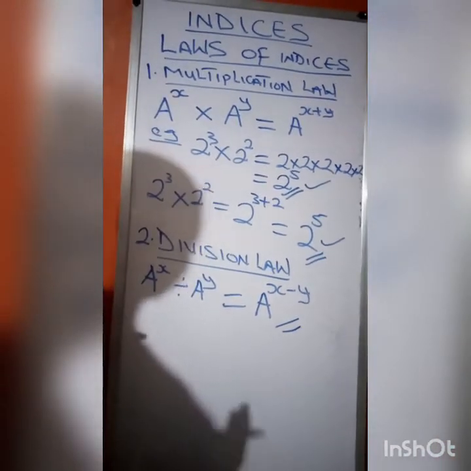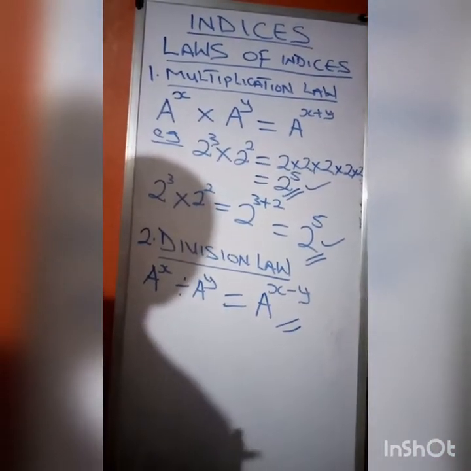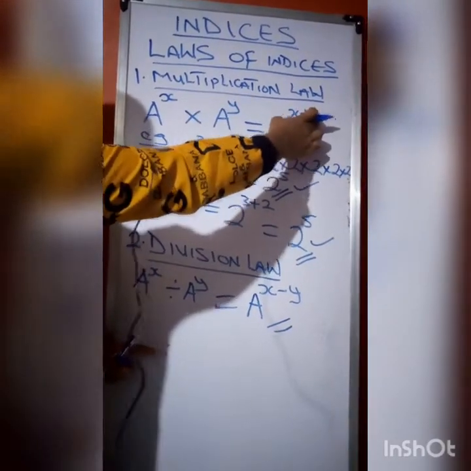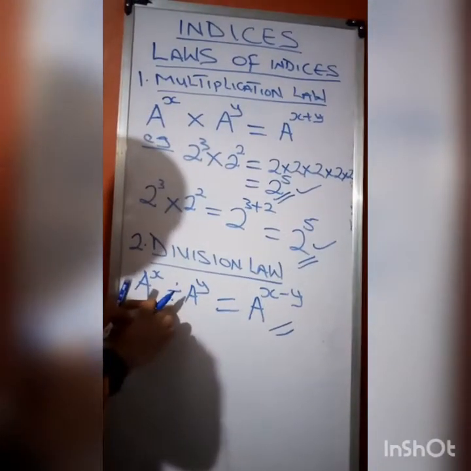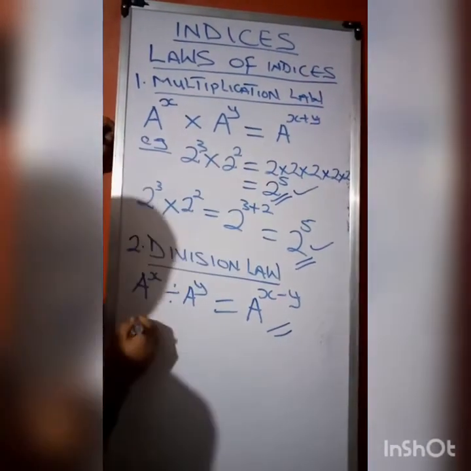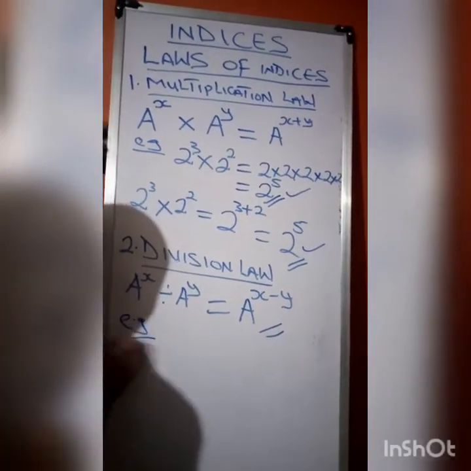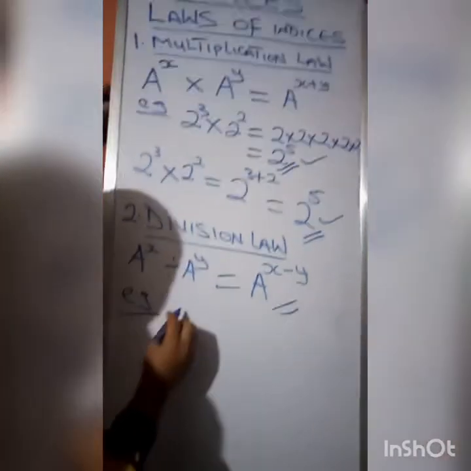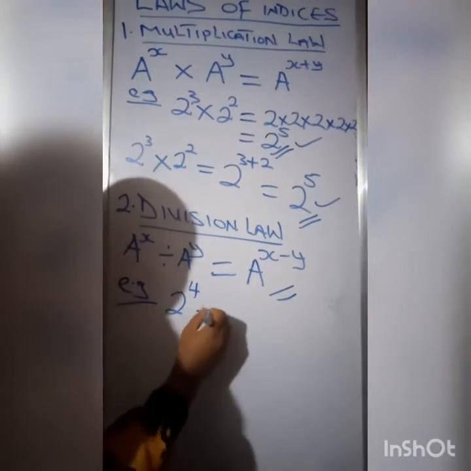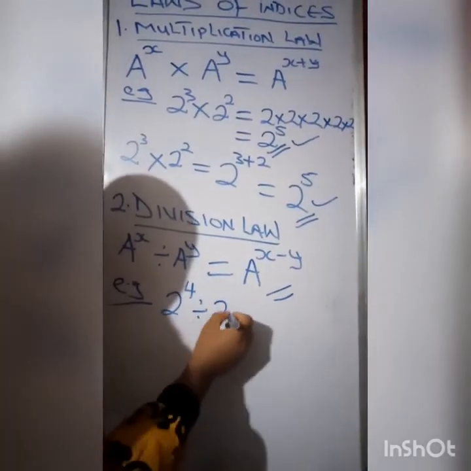Look at the difference between the division law and the multiplication law. For the multiplication law, when it is multiplying, we are adding the index. For division law, when you are dividing, you are subtracting the index. So let's also show a proof for it. An example. If I am given, let me still repeat 2, 2 raised to the power of 4 divided by 2 raised to the power of 3.